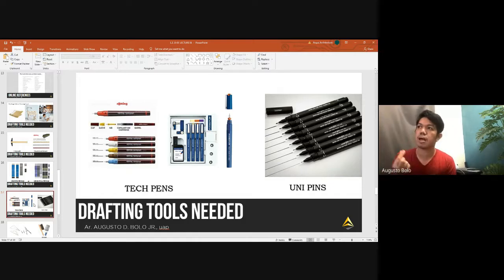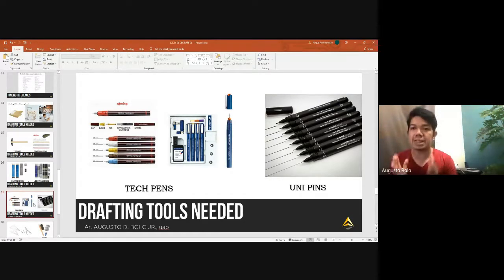Comes in different points from the thickest to the finest. Ang pinaka-iniingatan dyan yung pinaka-fine kasi mahulog mo lang, putol na. Pero definitely that's expensive. Hindi ko nire-recommend, pero kung meron kayo, and then kung may chance na makabili or kung meron na kayong dati, you can have your tech pens.